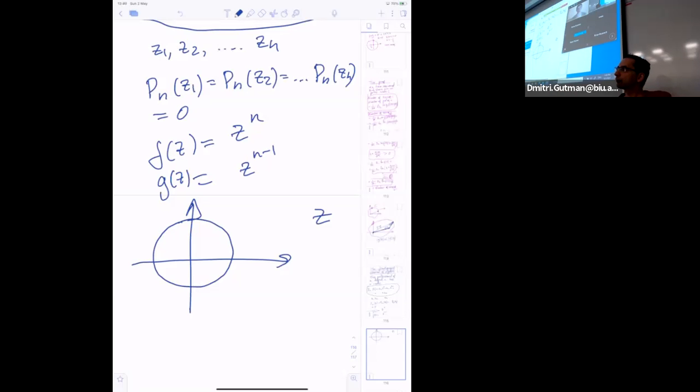I don't understand the problem. If Z1, Z2, and so on are the roots of the polynomial, doesn't that by definition mean that if you plug in Z1, Z2, and so on, you get 0? Yeah, but you need to show that such points exist and there are n such points. How do you know that there are n points that are roots of this polynomial? Why not n plus 1? Why not n plus 2? Why not n minus 1 or n minus 2? So how do you show there are precisely n points where this function vanishes?